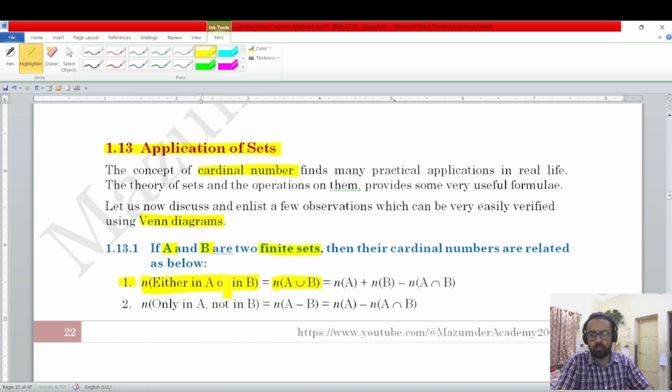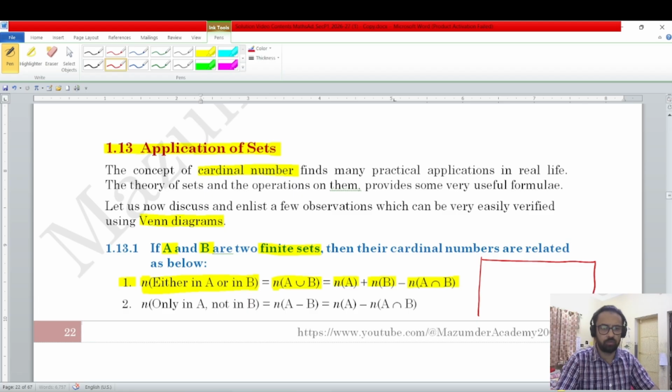Either A or B means nothing but union. So the first result is the number of elements in A union B. How to calculate? Number of elements in A plus number of elements in B minus number of elements in their intersection. So in a Venn diagram, if I show you, it will be more clear.